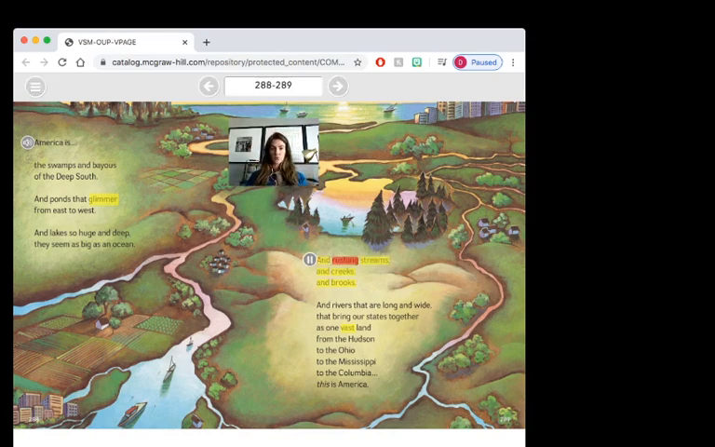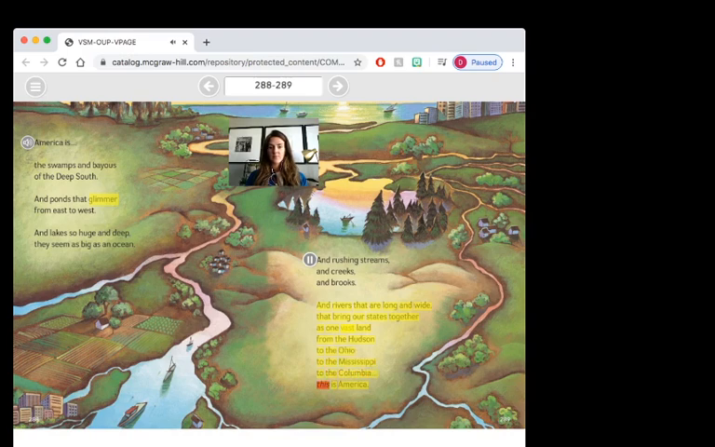And rushing streams, and creeks, and brooks, and rivers that are long and wide, that bring our states together as one vast land, from the Hudson to the Ohio, to the Mississippi, to the Columbia.